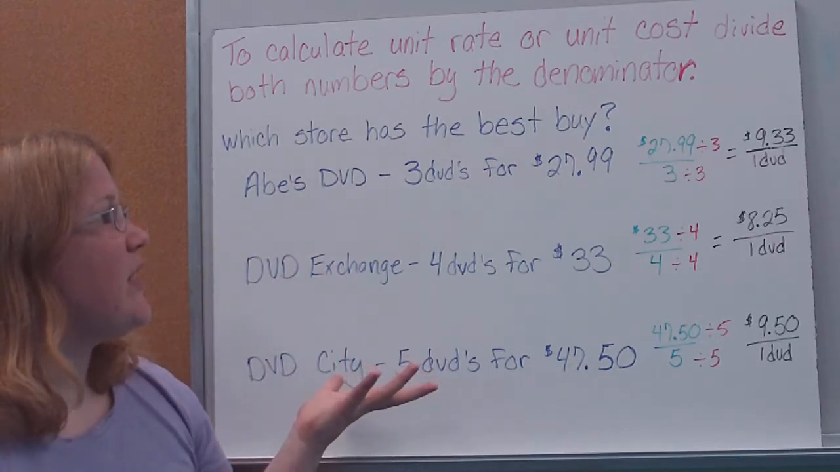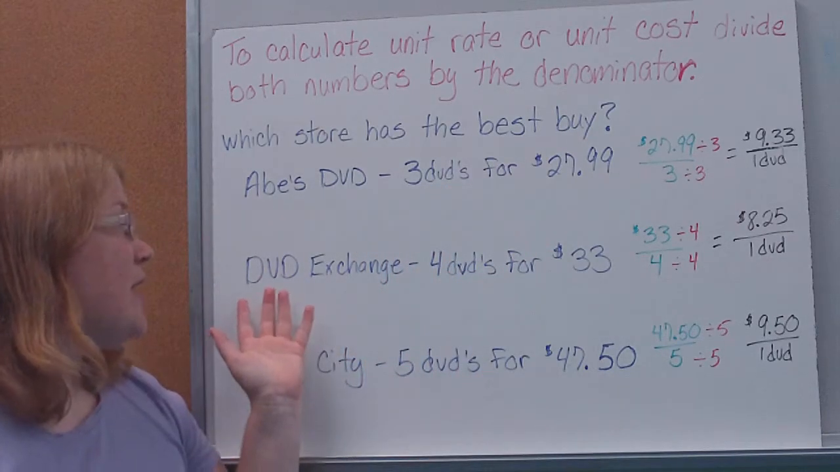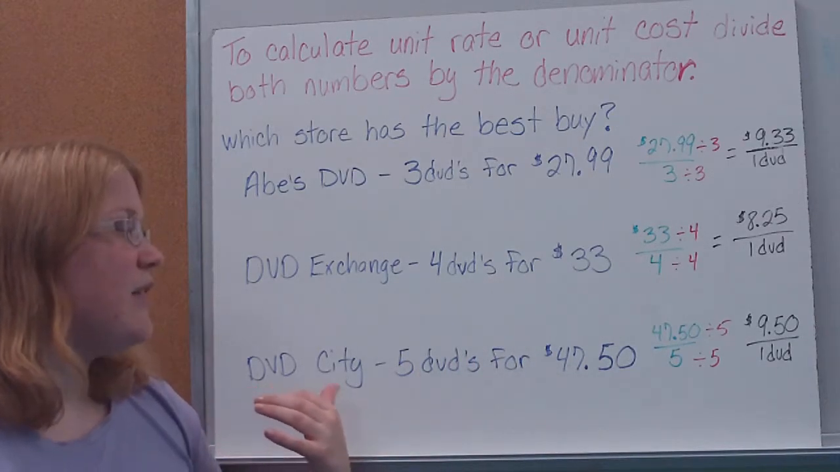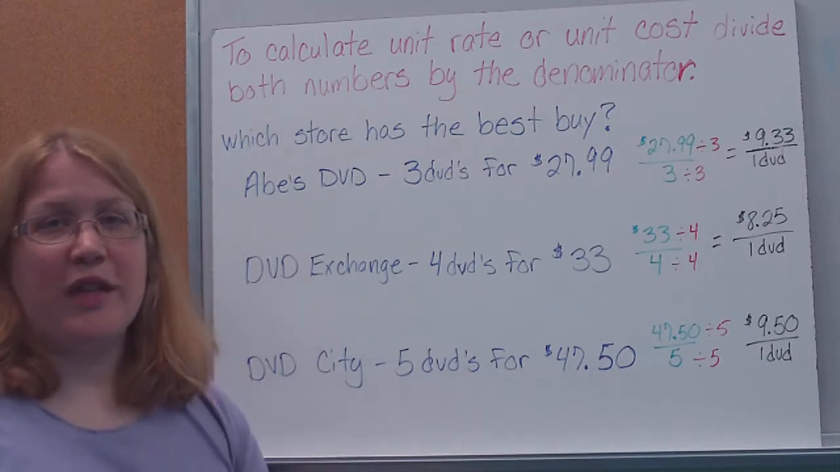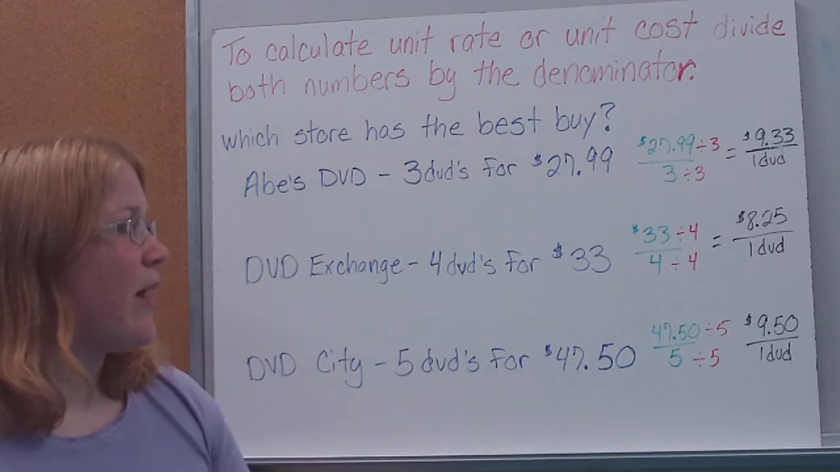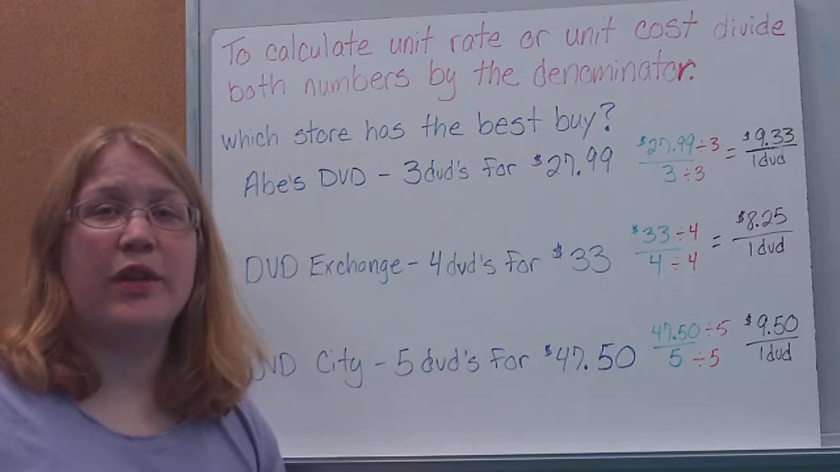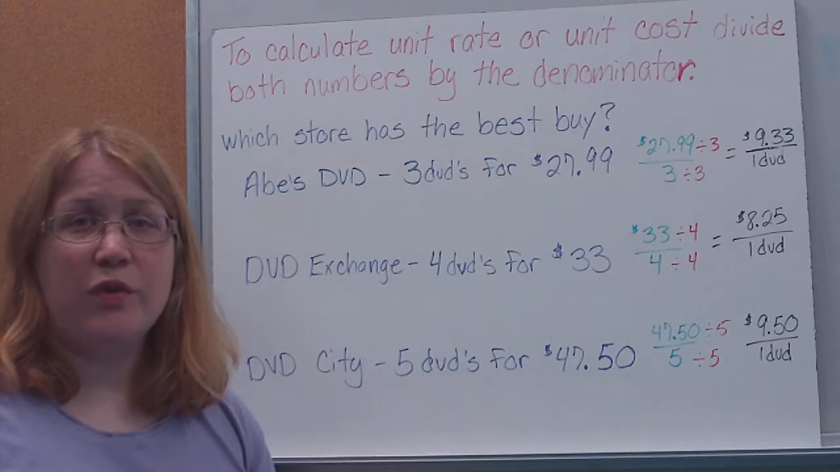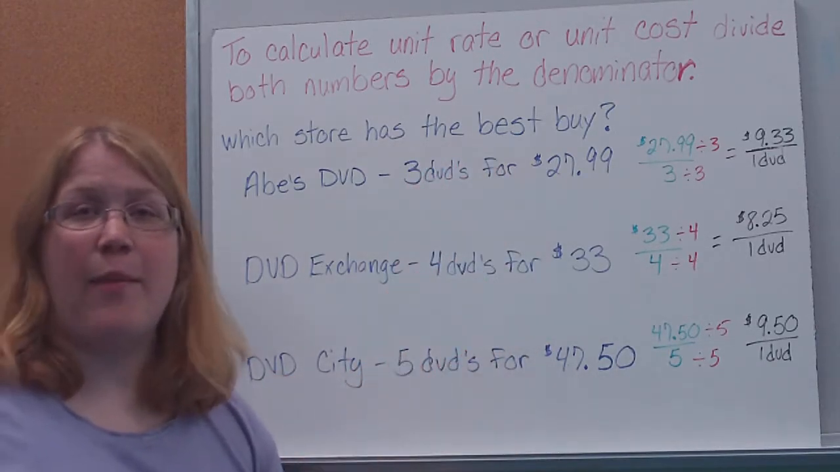So here's 3 DVD stores. Abe's DVDs sells 3 DVDs for $27.99. DVD Exchange sells 4 DVDs for $33. And DVD City sells 5 DVDs for $47.50. So I have 3 different stores I could shop from. And right off, it's not always really easy to see, oh, well, which one's the better deal? Because we're not looking at a unit cost. So what I want to do is I want to look at a unit cost. What we're going to do is we're going to write our rates. We're going to reduce them to figure out how much one DVD costs if you're purchasing them all together like this.